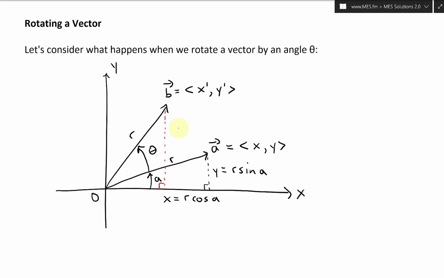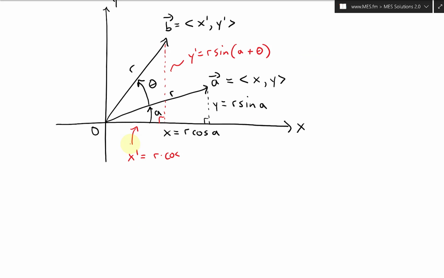So its height, or its y component, y dash, is equal to r sine of a plus theta, now we combine these two angles, a plus theta. And the next one here, over here, is going to be our x component, x dash. This equals r cosine of a plus theta, because the angle is bigger than that. So we've moved over.